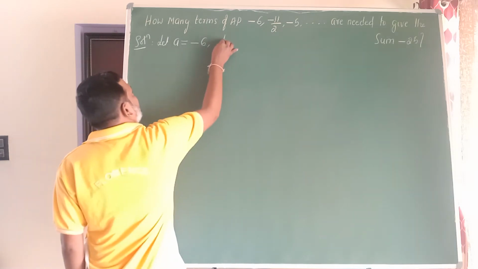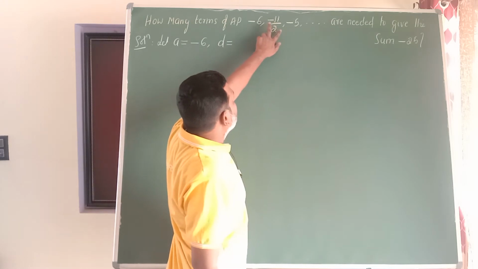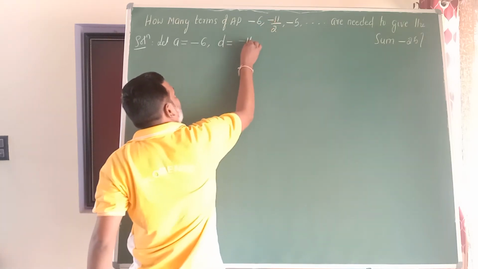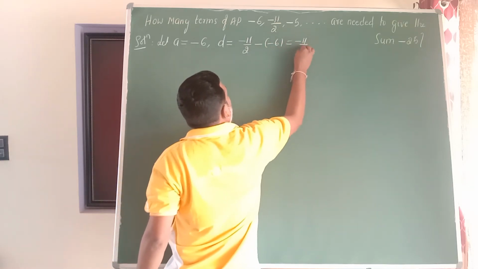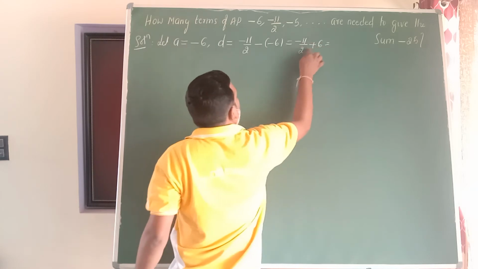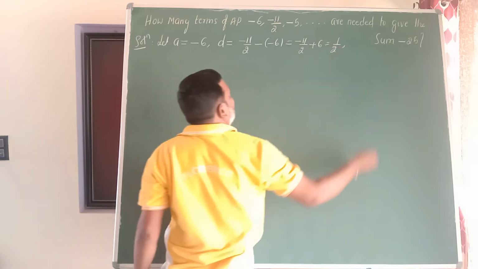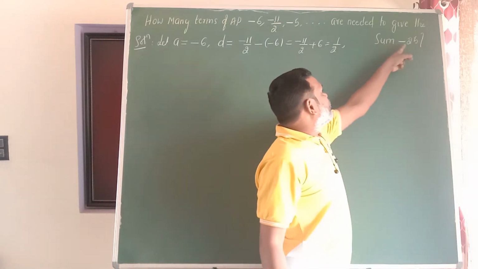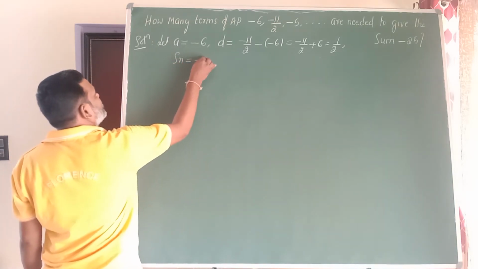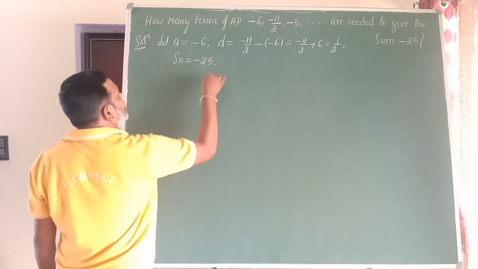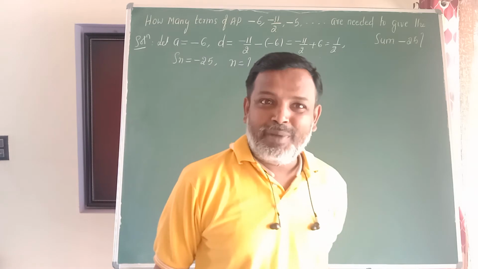Find out d. d is the common difference between the succeeding term and preceding term. So T2 minus T1: minus 11 by 2 minus of minus 6. That becomes minus 11 by 2 plus 6. How much do you have? 6 twos are 12. Minus 11 plus 12 is 1 by 2. And what are the data? They are needed to give the sum minus 25. Sn is given. Sn is equal to minus 25. And how many terms? n is question mark. How many terms?